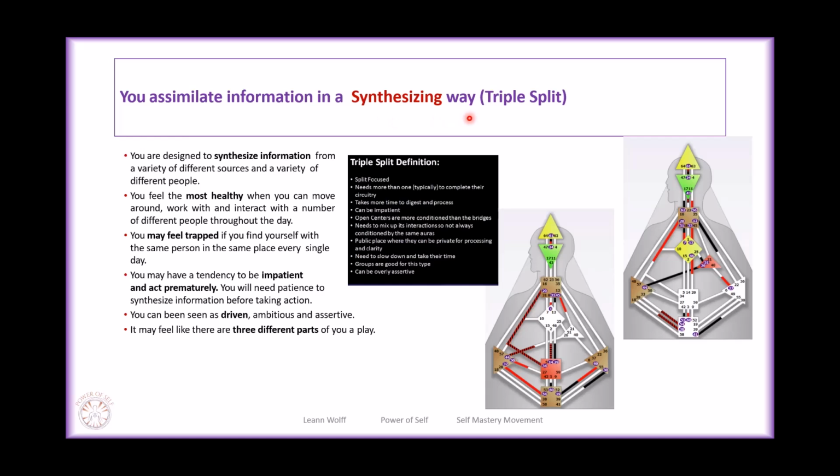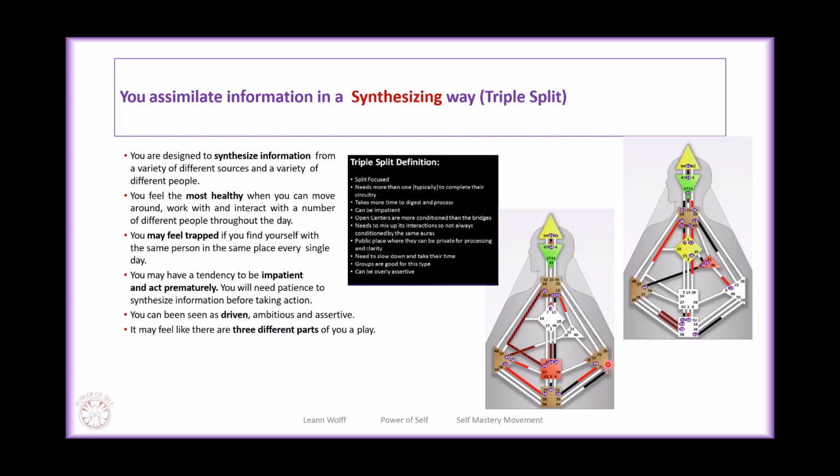Triple splits. This is about synthesizing. So you're designed to synthesize information from a variety of different sources and a variety of different people. You feel the most healthy when you can move around, work, and interact with a number of different people throughout the day. And you may feel trapped. If you find yourself with the same person in the same place every single day, you may have a tendency to be impatient and act prematurely. You may be seen as driven, ambitious, and assertive, and you may feel like there are 3 different parts of you at play.